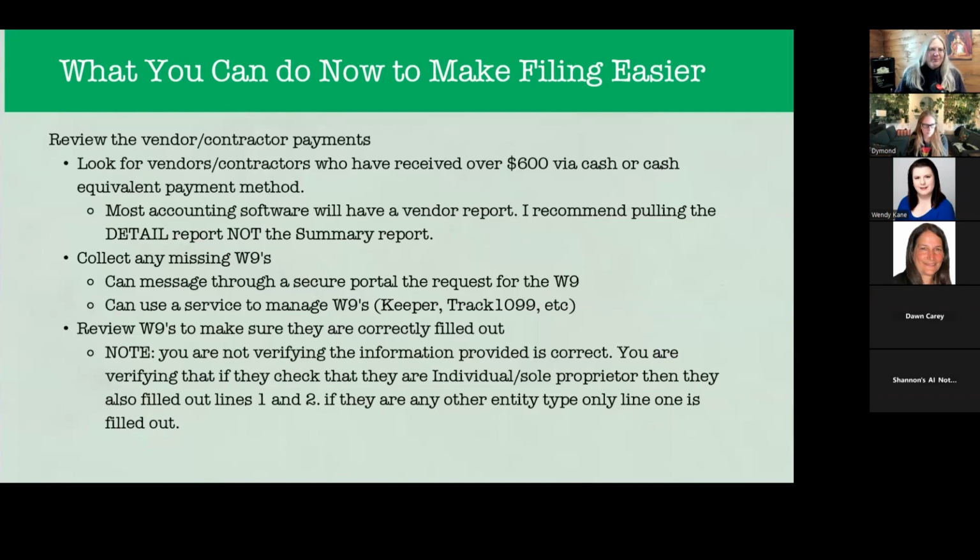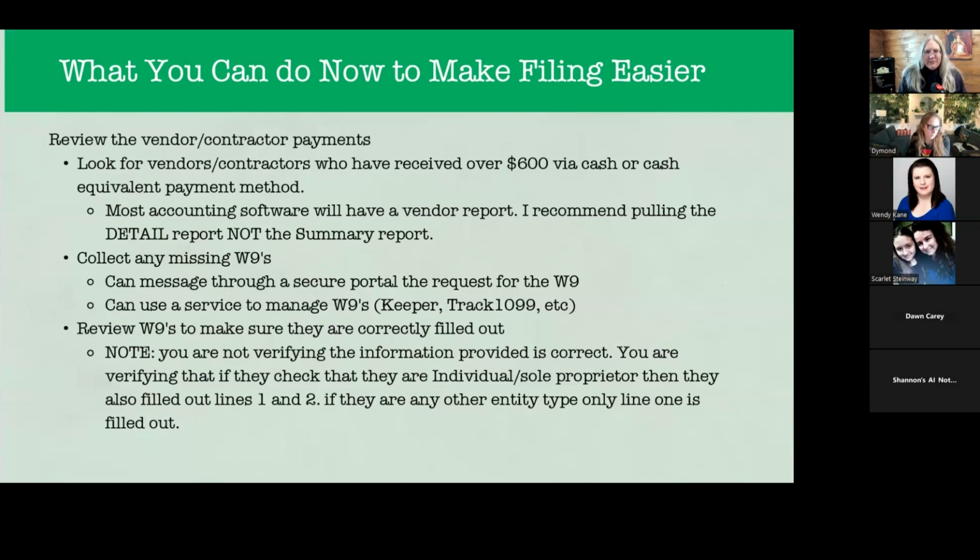And the beauty is the people will fill out their information and it's less likely to be incorrect. You always want to take a look at the W-9s to make sure they're correctly filled out. I have a whole video that talks about how to correctly fill out a W-9. You're not verifying that the information they provide is correct, but you're verifying that, if they checked individual sole proprietor, that they filled out both lines 1 and 2.